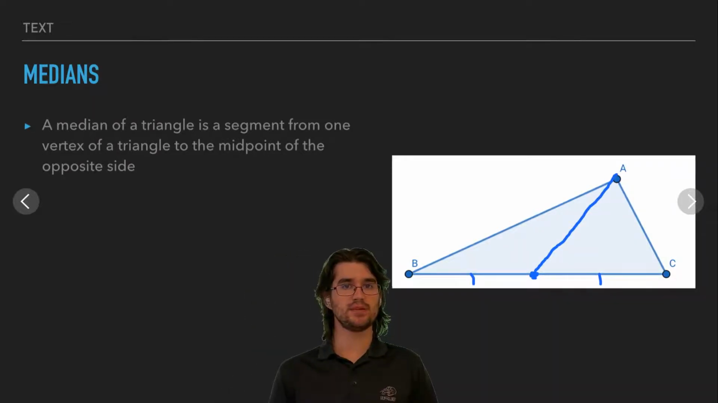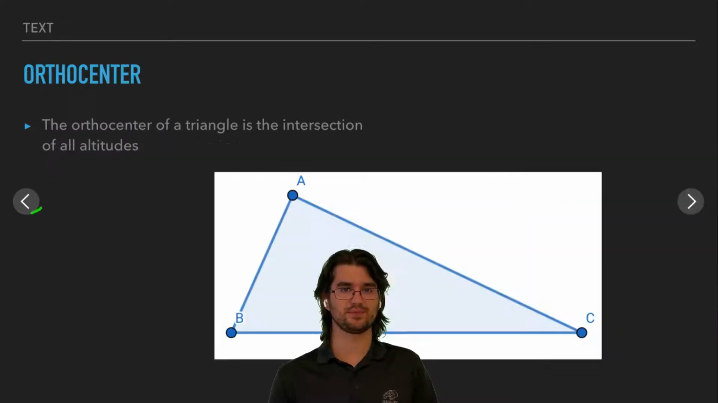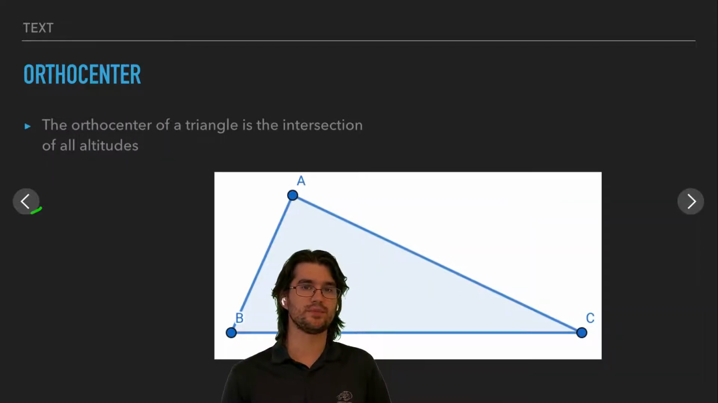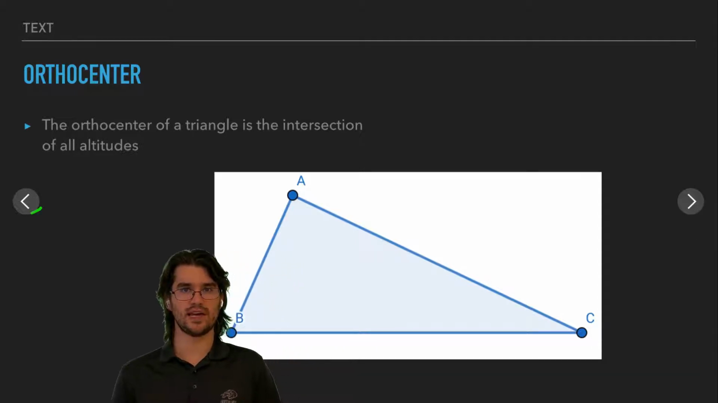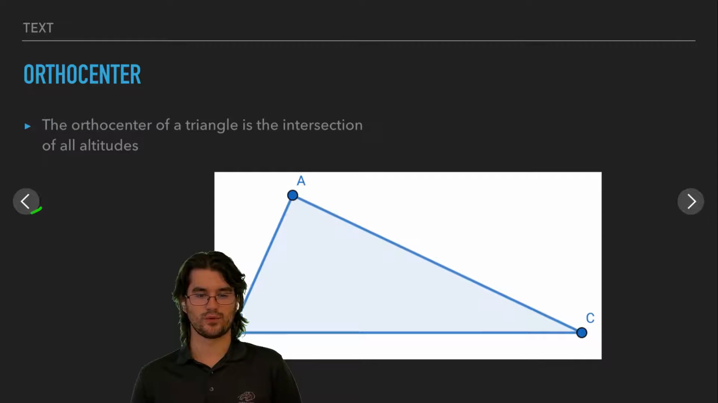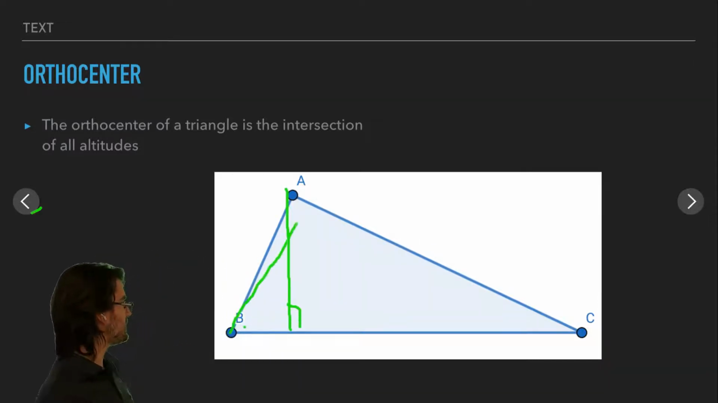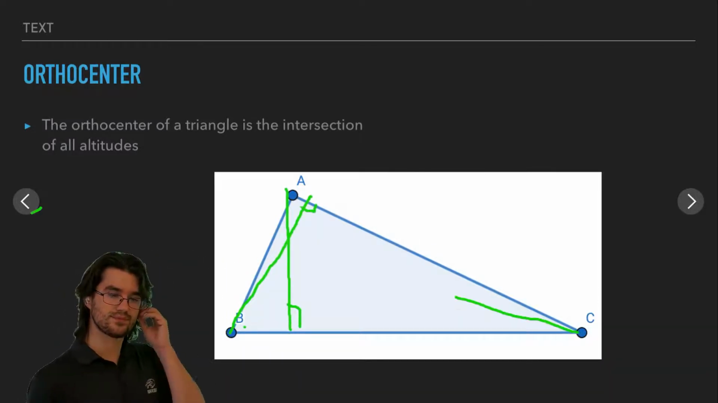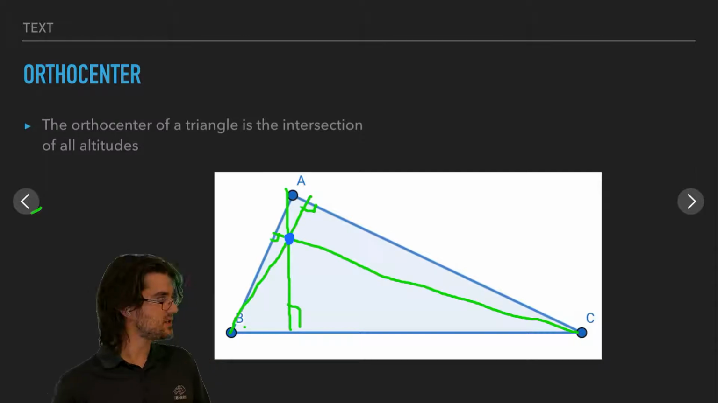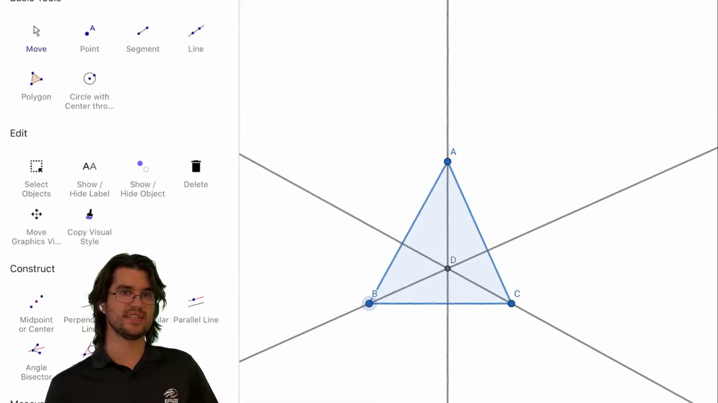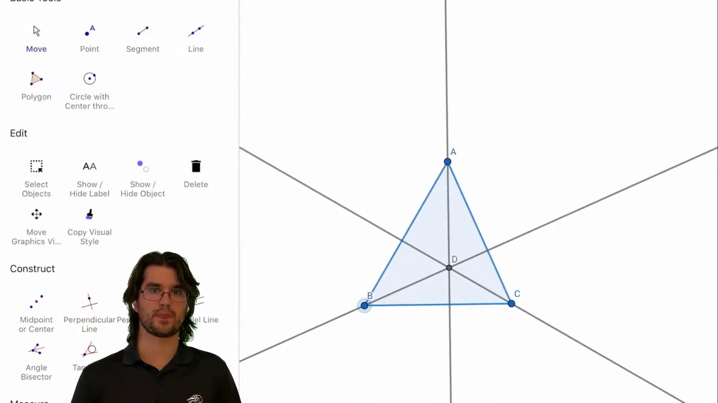We use the altitudes and the medians to identify the orthocenter and the centroid of a triangle. So let's start with the orthocenter. The orthocenter of a triangle is the intersection of all of the altitudes. So, quick demonstration, here is the orthocenter of this triangle. Now it makes sense that the orthocenter is inside the triangle, but that isn't always the case. As long as the triangle is acute, the orthocenter is inside the triangle.